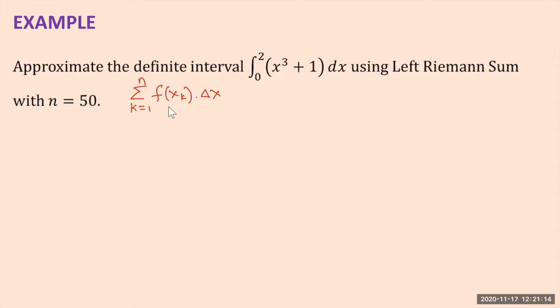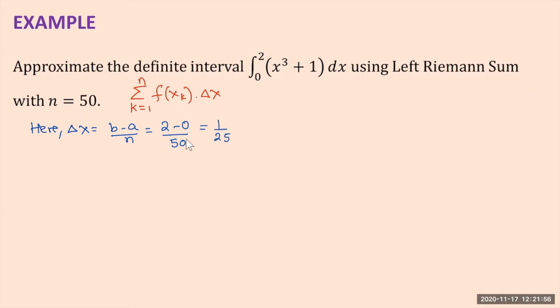So what I need to do is find delta x, then x k, and use that x k to find f of x k. Then we can set up the formula to evaluate the integral. So let's begin with delta x here. Delta x is b minus a divided by n. We are integrating from 0 up to 2. So a is 0, b is 2. So it will be 2 minus 0, and we are dividing it into 50 subparts, divided by 50, which is equal to 2 over 50 or 1 over 25. That is your delta x.